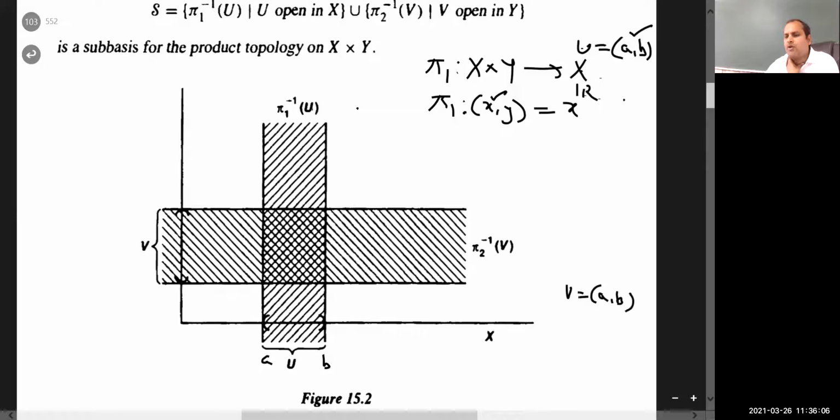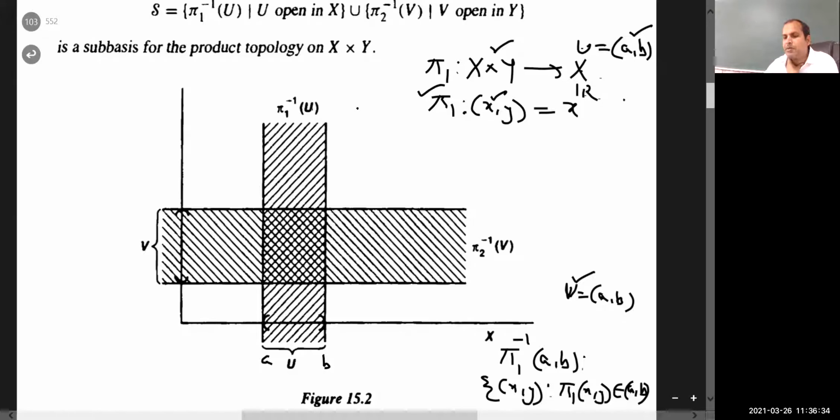Now I want the set theoretic inverse of this set under this map pi 1. So pi 1 inverse of AB is the collection of all those xy from the domain X cross Y such that pi 1 of xy belongs to the open interval AB. Its image should go into the open interval AB. Now see how. The claim is that if this is your U, then the set theoretic inverse of this U is this whole strip.